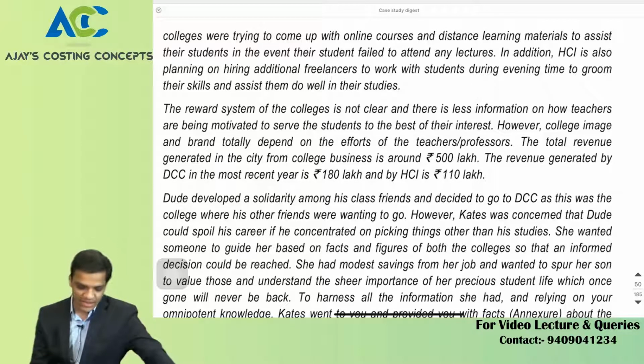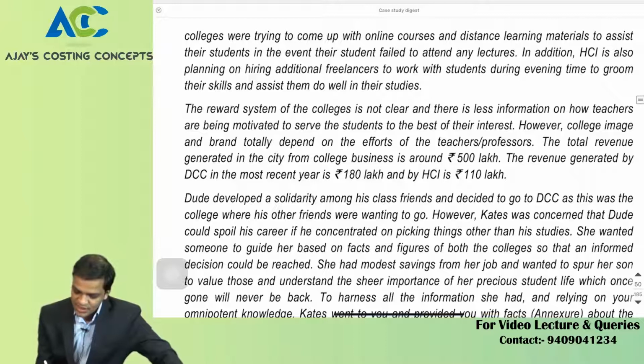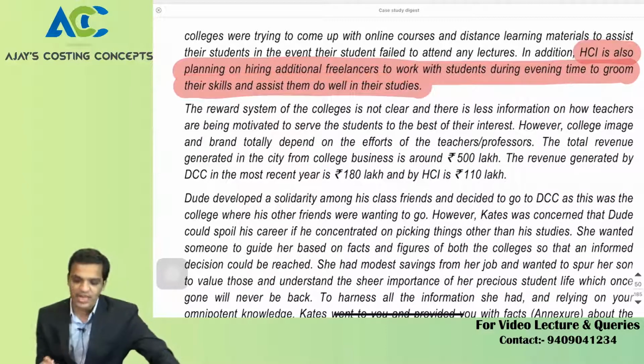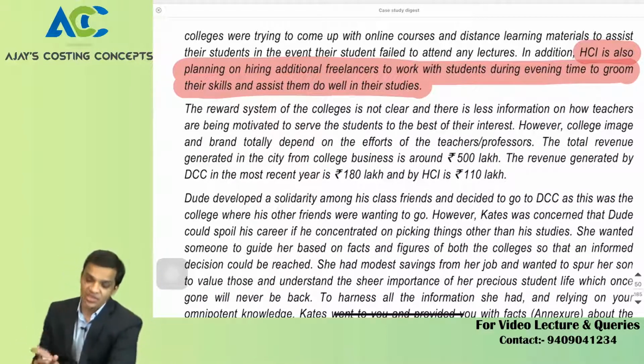In addition, HCI is also planning on hiring additional freelancers to work with students during evening time, to groom their skills and assist them to do well in studies. So this is something additional that HCI is providing.